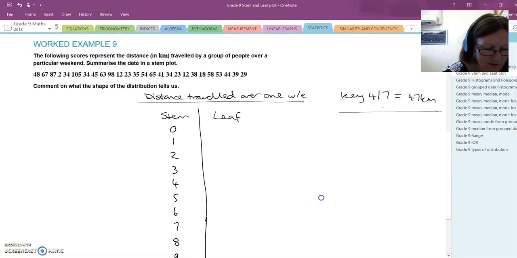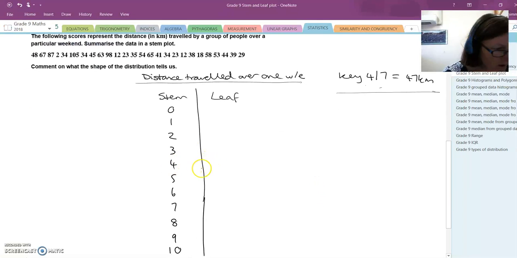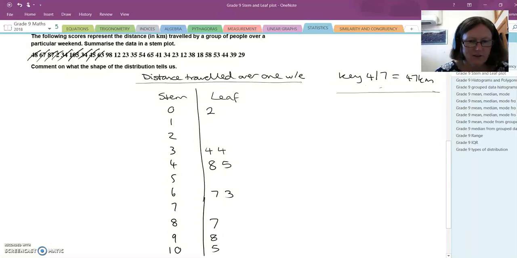So let's do this. This first person travelled 48, so it would be 4 in the stem, 8 in the leaf. 67, 6 and 7. 87, 8 and 7. 2 would be 0 and 2. 34 would be 3 and 4. 105 would be 10 there and a 5 there. 34 again. 45. 63. 98. And I think you get the picture. I'll fast forward and input the rest.